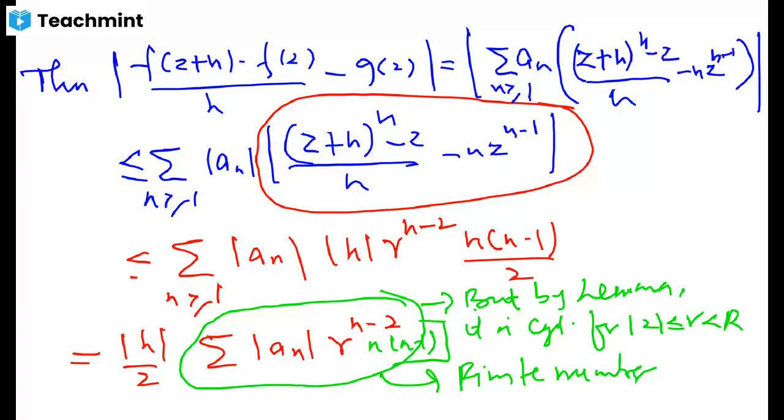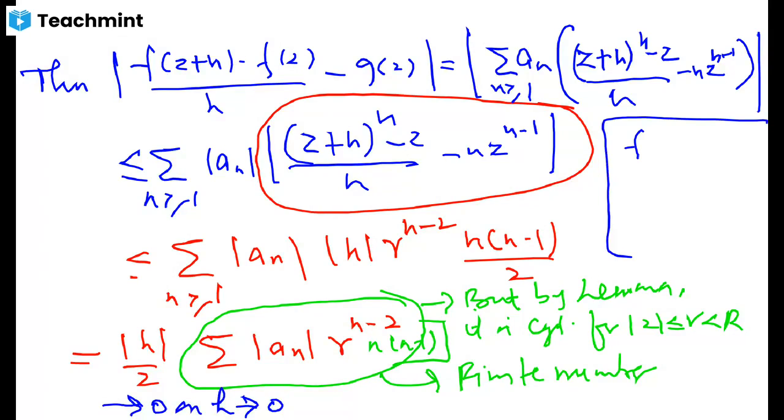Let me take this. This implies that this must go to 0 as h goes to 0. Because there is a standard result that if you have a function f and another function g, and g is bounded and f goes to 0 as x goes to some value, then this product also goes to 0. Here you have this series that is bounded and the limit mod h upon 2 goes to 0. Hence, everything will go to 0 as h goes to 0.